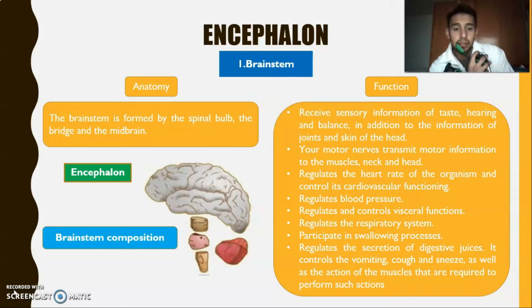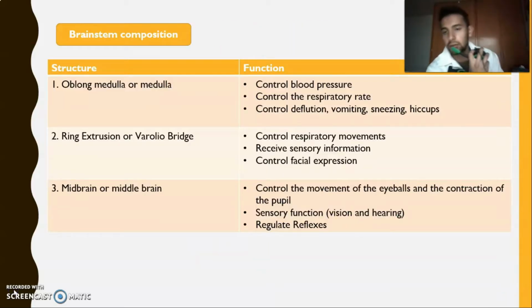Now talking about function, the brainstem regulates a lot of things. For example, it regulates the heart rate, the blood pressure, and the secretion of digestive juices, and it also participates in swallowing processes. Now let's take a look at this. We have the brainstem composition and the structure and its function.